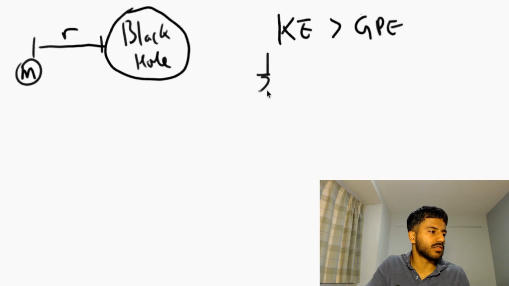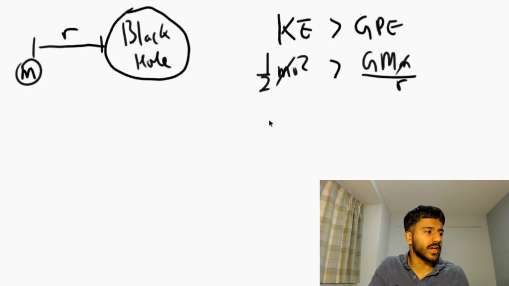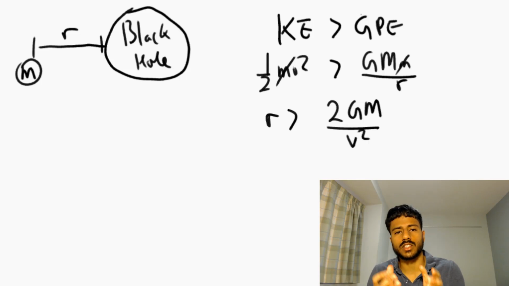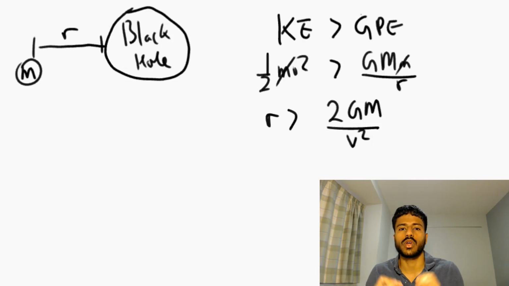And this means that a half mv squared must be greater than GMm over r. We can get that the radius of this object must be greater than 2GM over v squared, where v is the velocity that this object is moving at. So in order to not get sucked in, it must be at a distance greater than r here, where r is 2GM over v squared. Now the fastest possible object that we know is light.